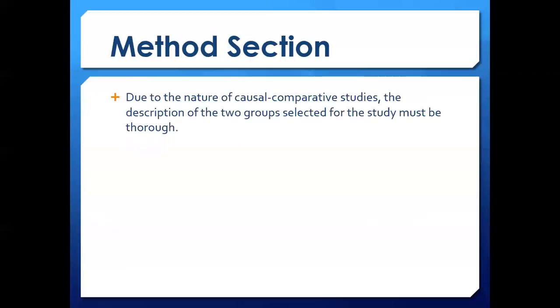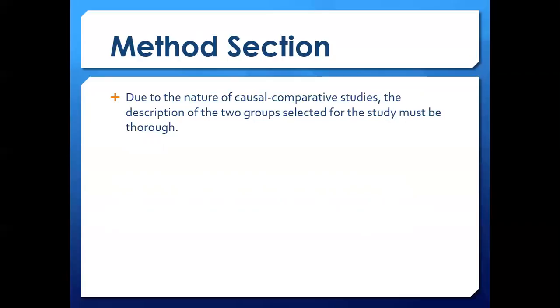Every research plan has a method section. While most method sections talk about a description of the research participants, the measuring instruments, the design and the procedure, the method section for a causal comparative study is going to be a little different simply because of the design of a causal comparative study. Due to the nature of causal comparative studies, the description of the two groups selected for the study must be thorough.